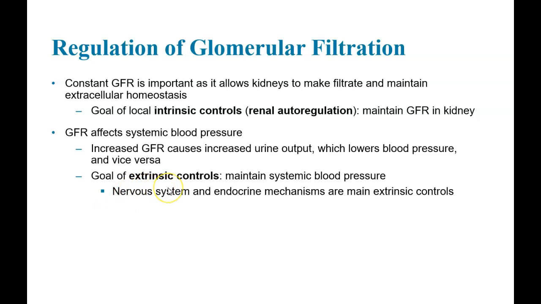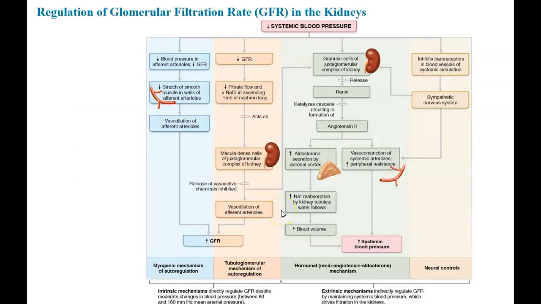And the extrinsic controls, those are maintained by the nervous system and also the endocrine system. So there are hormones that act as extrinsic controls. So if we look at one of these mechanisms using this flow chart. So here the situation is that there's a decrease in systemic blood pressure. So these are ways that the body responds to that. And they're grouped into two categories, intrinsic and extrinsic.